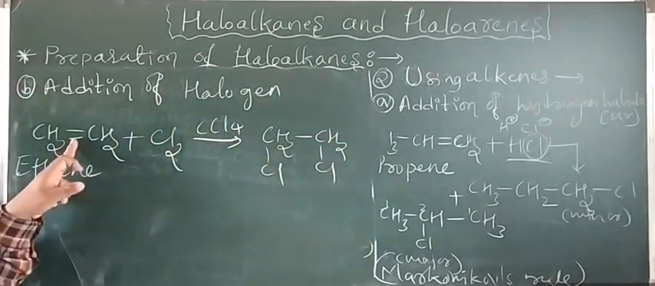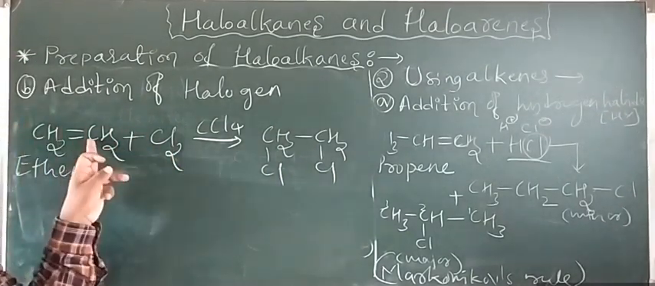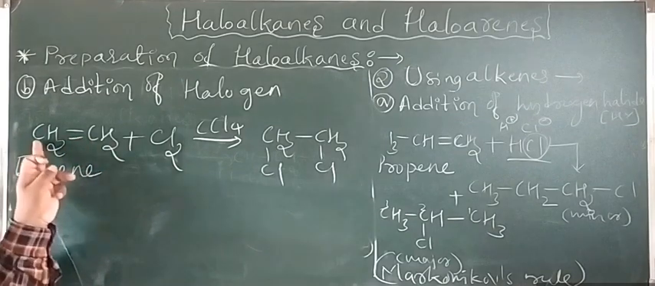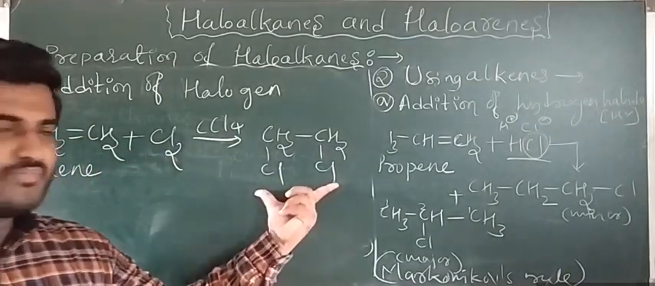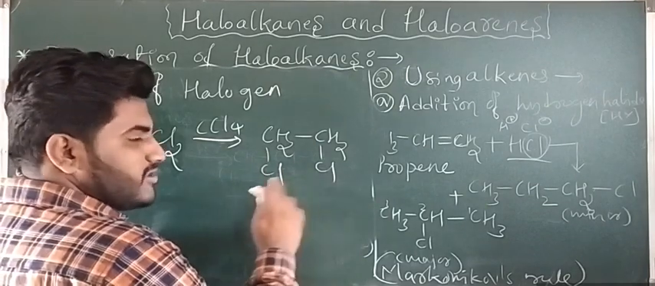Carefully see here. The double bond is broken and one Cl is added to this carbon. Another Cl is added to this carbon. The double bond is broken, this one Cl, this one Cl. So that means this is a dihaloalkane. Look at 2 molecules of Cl.